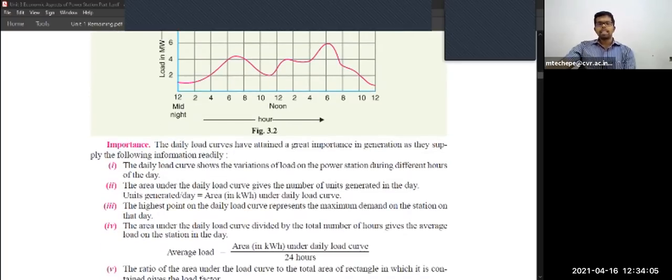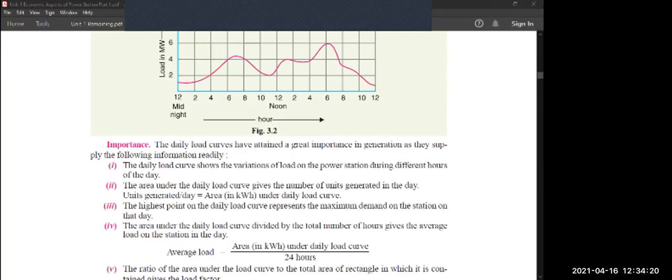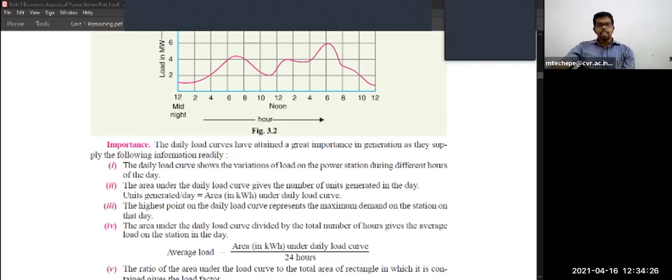So what is the importance? The daily load curve has attained great importance in generation as it supplies the following information readily. The daily load curve shows the variation of the load on the power station during different hours of the day. Also, the area under the daily load curve gives the number of units generated in that day. Units generated per day is nothing but the area in kilowatt hours under the daily load curve, so units generated we can also easily analyze.